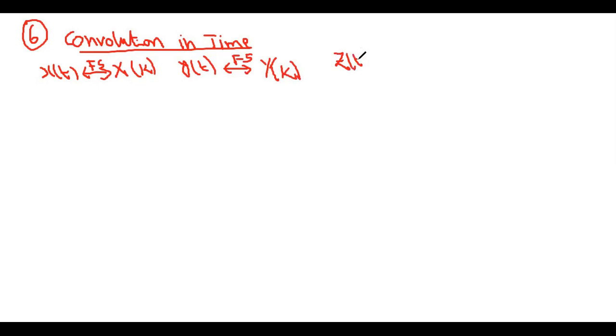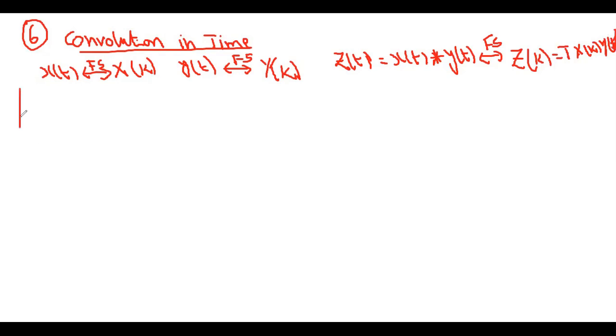assuming that z of t is equal to the convolution of x of t and y of t, with the asterisk, my dear students, its Fourier series function z of k is equal to T into x of k and y of k, which you have to prove. Okay, I go with the proof. To prove this convolution in time domain, use the analysis equation, not the synthesis equation.